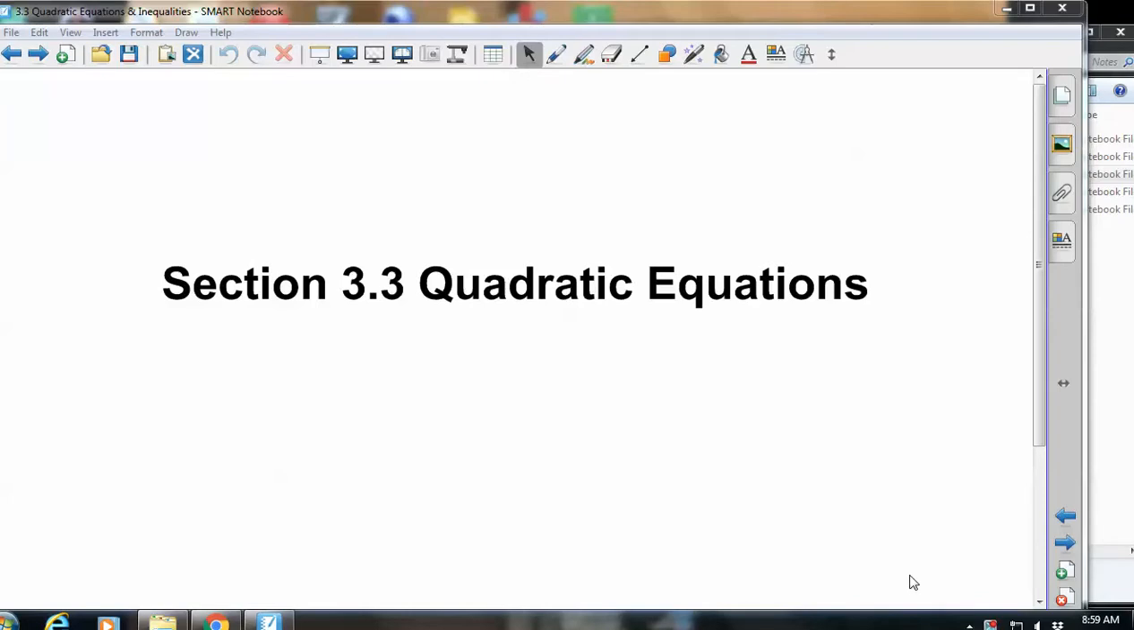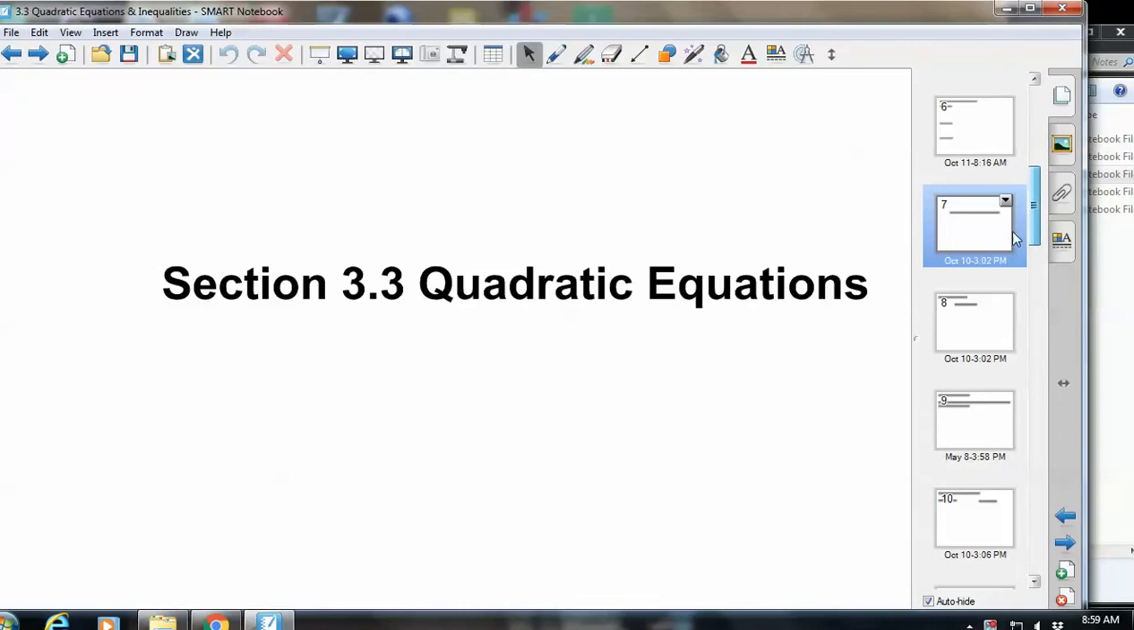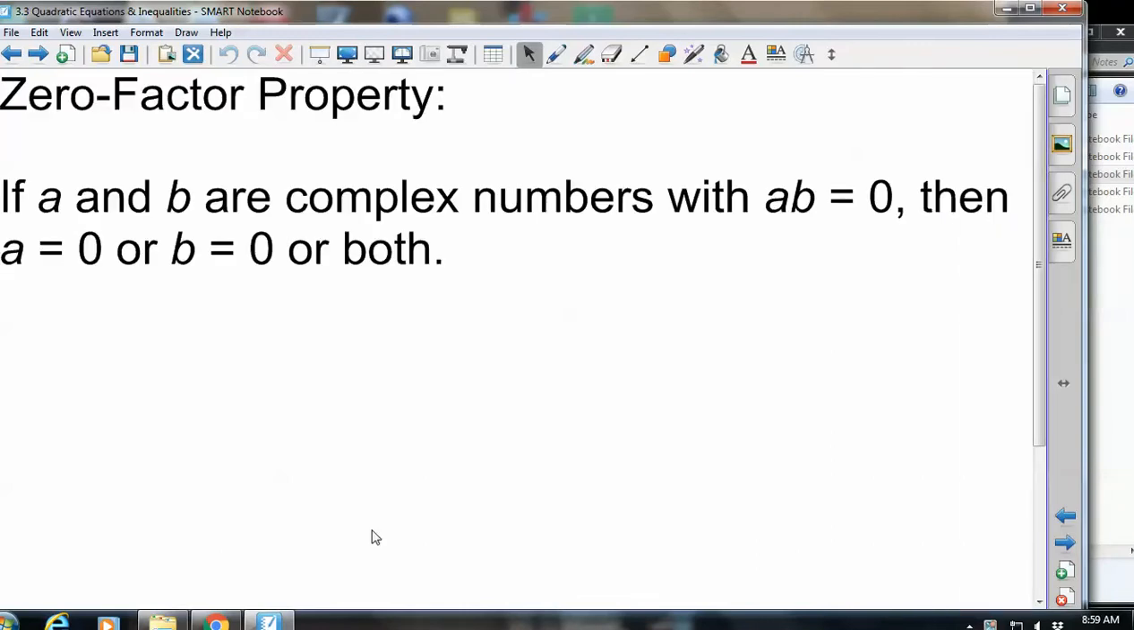So when I talk about a quadratic equation, what is a quadratic? What does it have in it? X squared. Okay, to solve a quadratic, we are going to use what is called the zero factor property. It says if a and b are complex numbers and a times b equals 0, then either a equals 0 or b equals 0. In other words, if you're going to multiply and get 0 for an answer, one of the things you multiplied by had to be 0 to begin with.